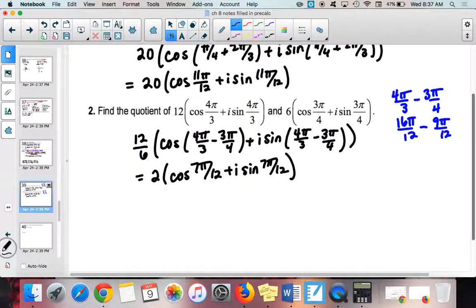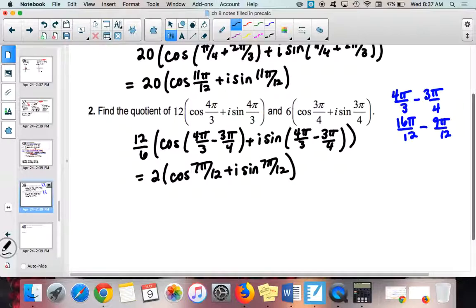Okay, does that make sense? Now let's say you wanted to go a step further. Sometimes these are angles that you can actually get on the unit circle. Like 7 pi over 12, I recognize that that's not a unit circle one, but what if it had been like pi over 4? Then you could go further and continue to simplify that down. Does that make sense? Usually I have you leave these ones in trigonometric form.